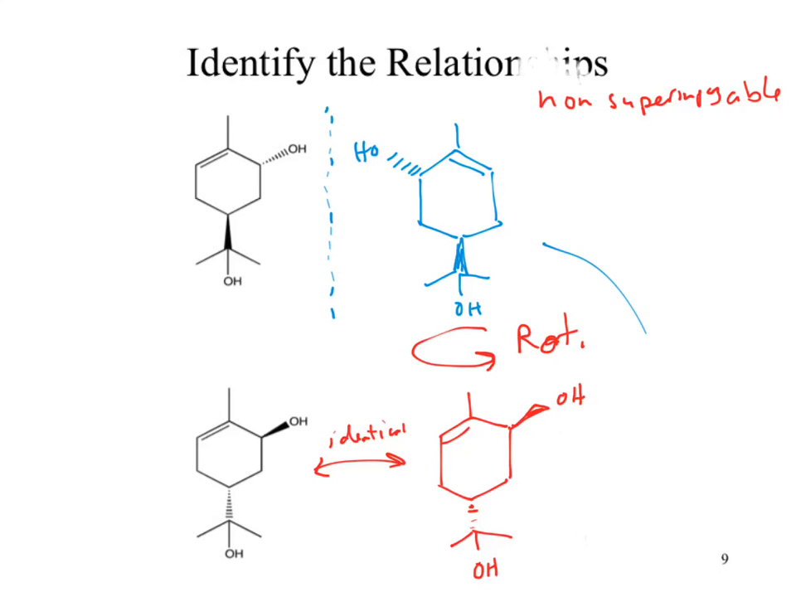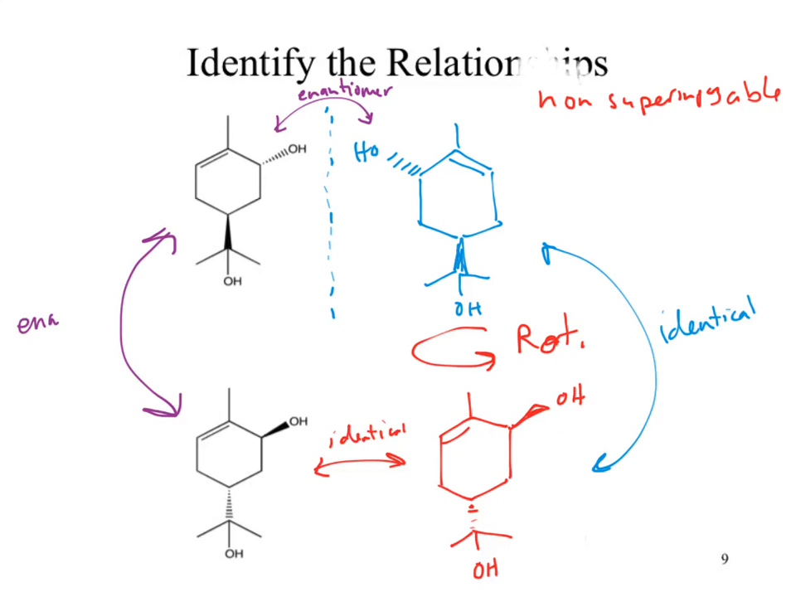What was the relationship between these two structures? Identical. Let's use our fancy words. What was the relationship between these two structures? A little bit more than that. They were enantiomers, not just mirror images. What does that then mean about the relationship between these two? Logically, they have to be mirror images and they have to be enantiomers.